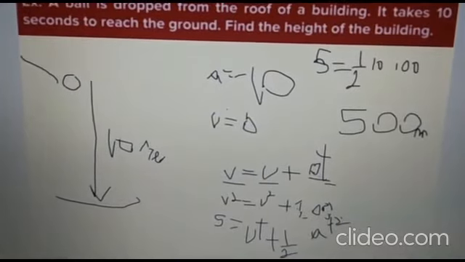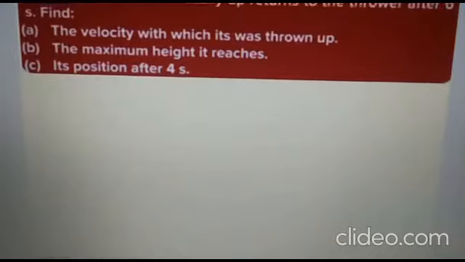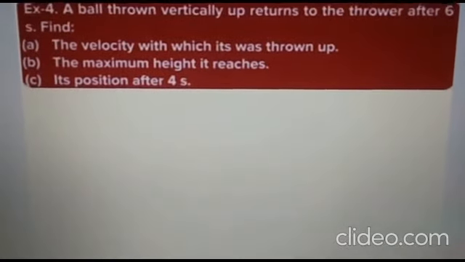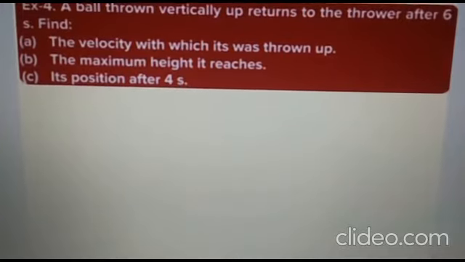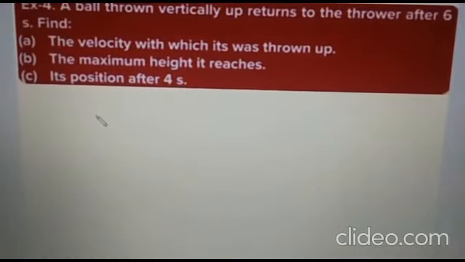Now guys, the next question. In this question it is written that a ball thrown vertically up returns to the thrower after 6 seconds. Now you have to understand this question very deeply, because it is very googly. Pause my video and try to take 10 minutes, but try to solve it. Okay guys, don't leave it, try to solve it.